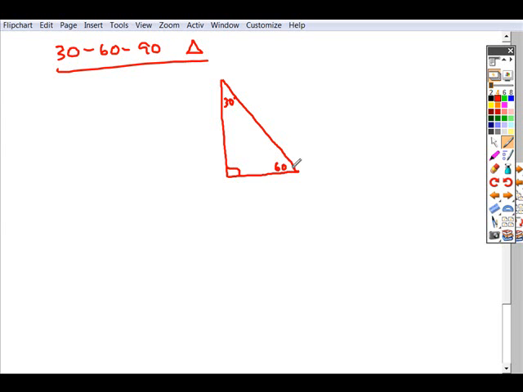When you take a 30, 60, 90 triangle, what this winds up being is half of what type of triangle? If we put two of these back to back, we create what? 60, 60, 60 becomes an equilateral triangle. So the reason 30, 60, 90 winds up being a special triangle is it's half of an equilateral triangle.